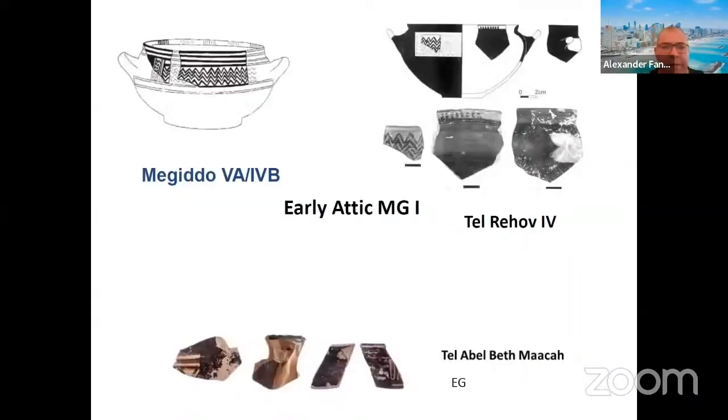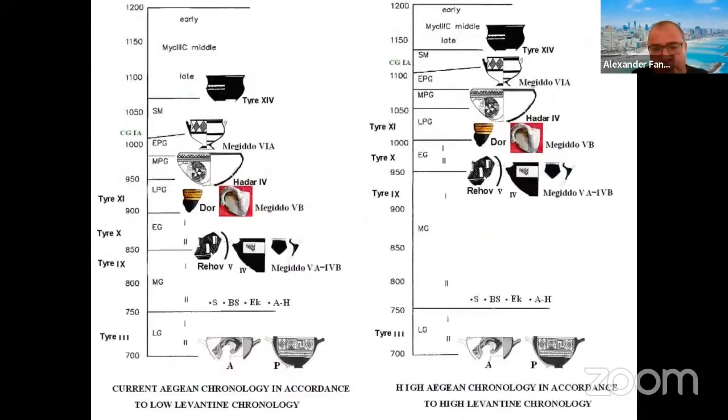So let's take a look. First of all, we have very good correlations between different sites. For example, this early Attic middle geometric skyphos from Megiddo, the famous one from Megiddo 5A, 4B, has the exact parallel in Tel Rehov 4, and in both cases they are securely dated to the 9th century BC. More sherds, by the way, are constantly popping out and being discovered. For instance, just recently, a few early geometric sherds were discovered in Tel Abel Beth Maacah, and more sherds are coming out. Some of them are still unpublished. So apparently it will be possible to add more vessels and sherds into this picture.